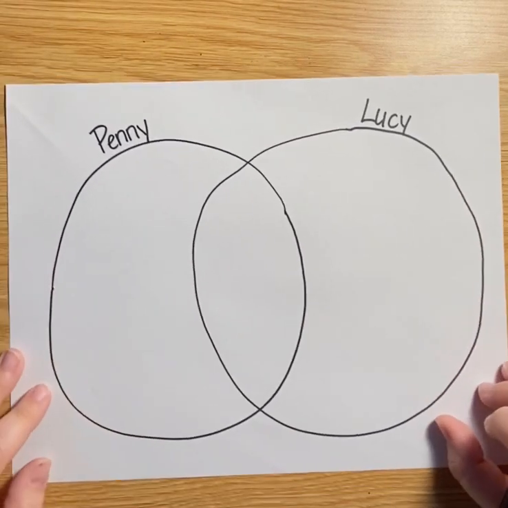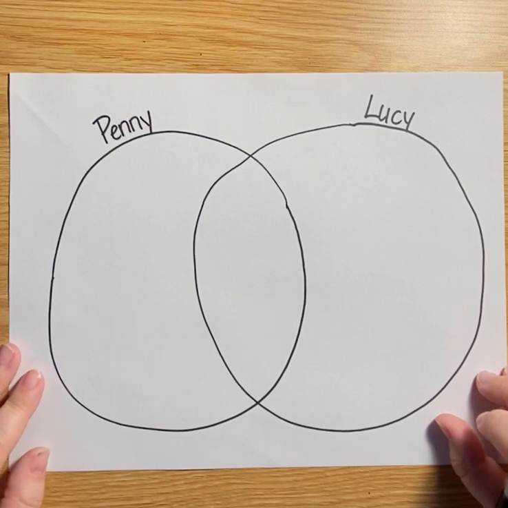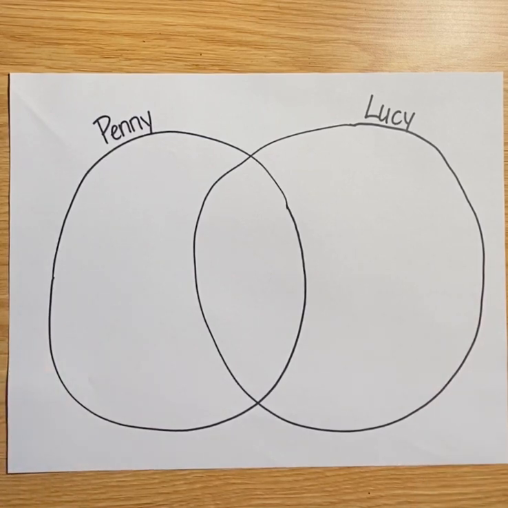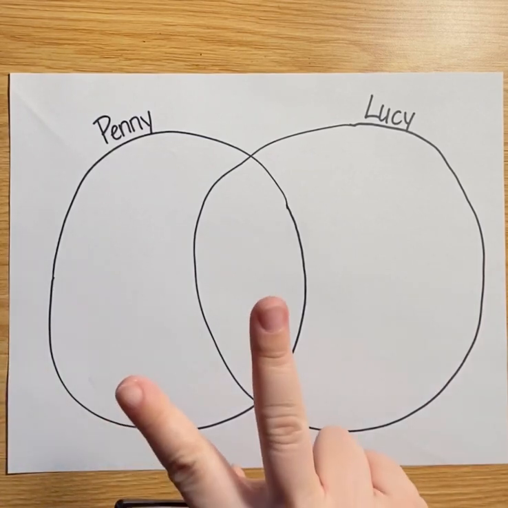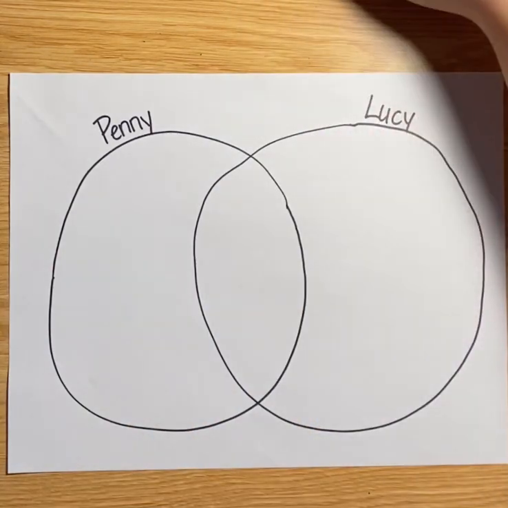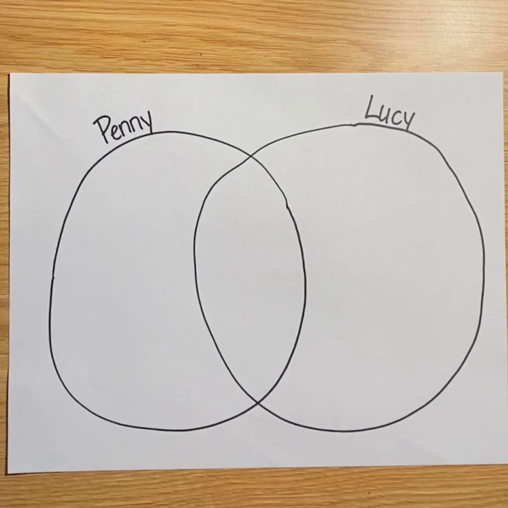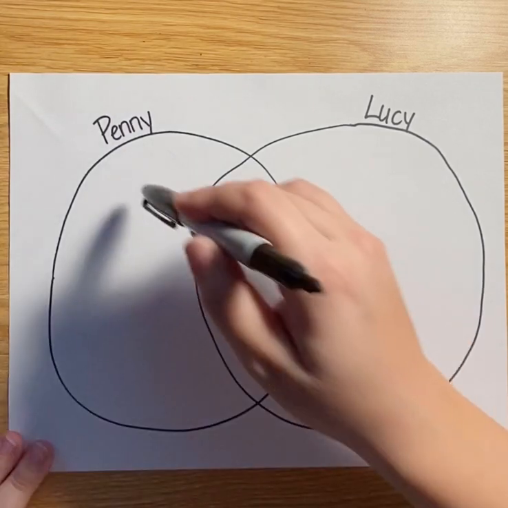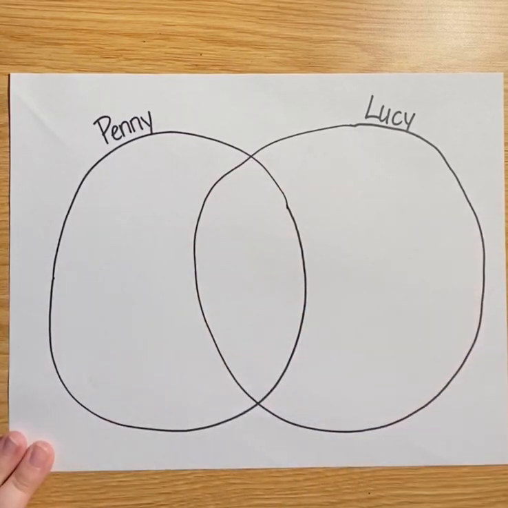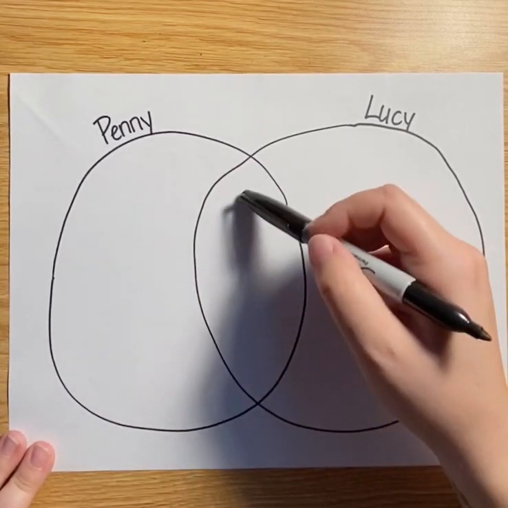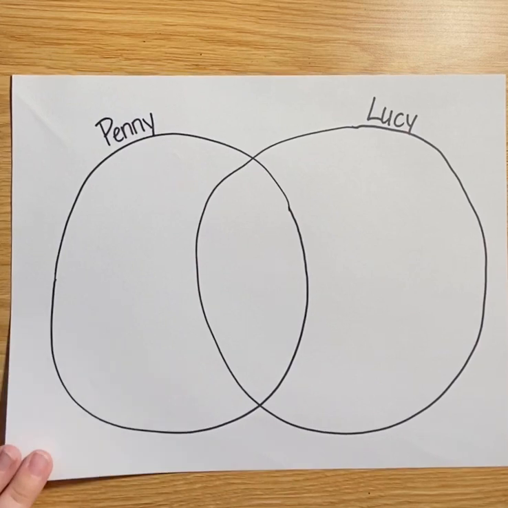So, on a completely different frame of view, we're going to do some comparisons today. On your assignment, you've got 2 Venn diagrams. The first Venn diagram you are going to fill out with me as I'm filling out this one about Penny and Lucy, okay? We're going to have 3 points on each side. You need to have all 3. And then we're going to have a couple of similarities in the middle.